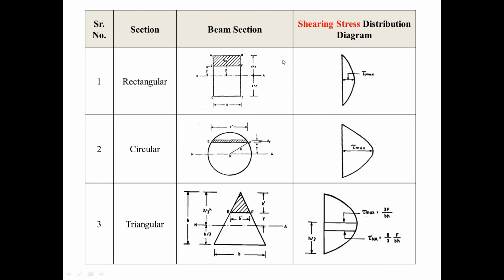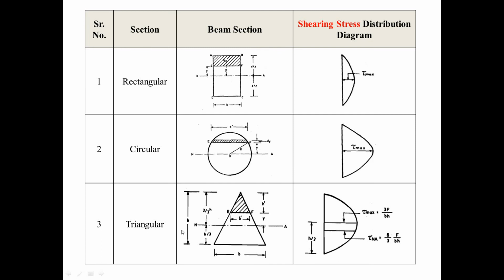neutral axis, because if you want to take the shear stresses at this point, we have to consider the area, which is directly proportional. As there is no area above this particular level, it should be equal to 0. Area above the section is equal to 0, area below the section will be equal to 0. That's why at the topmost point and the bottommost point it is equal to 0. For the circular section, at the neutral axis it is maximum.